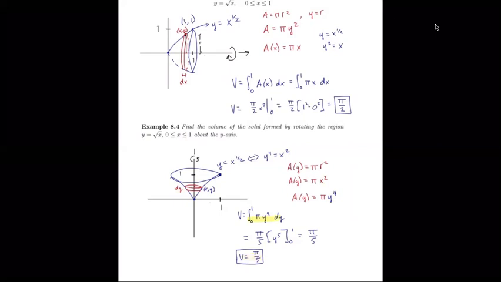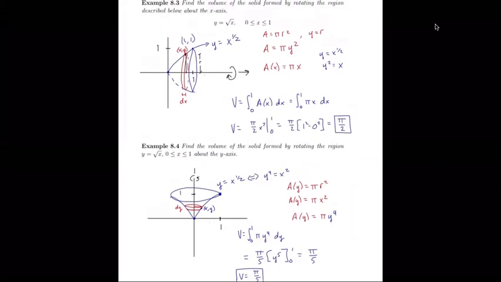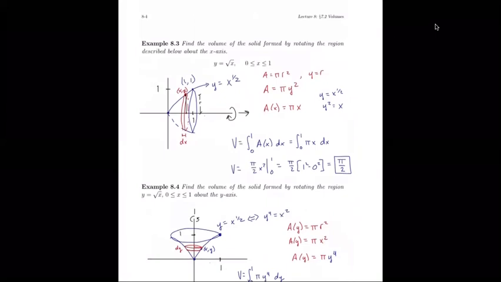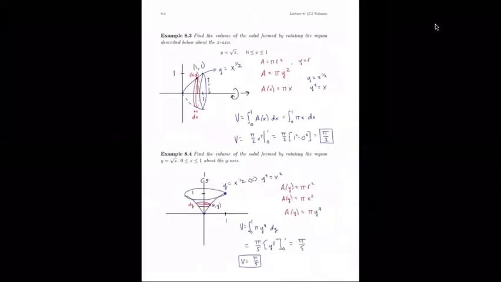And note that this is in fact a different answer from the previous problem. So rotating on different axes will result in different solids, which result in different volumes. So be very careful if you switch axes, or be careful to understand what you're rotating about in a problem. Okay, so we've got a couple more examples.